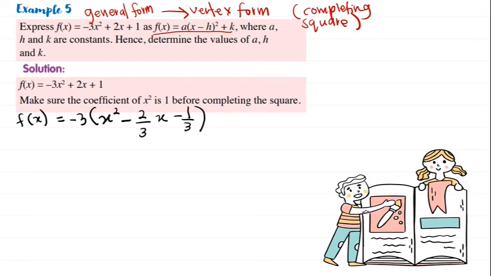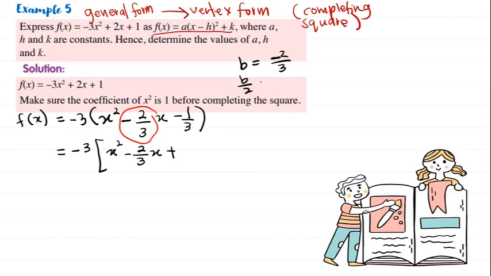The second step for completing the square, you have to add and subtract the coefficient of b here. You still remember this one? Add and subtract. So how to do that? Negative 3 in bracket, x squared minus 2 over 3 x, plus. So b is negative 2 over 3, right? So b over 2 becomes negative 1 over 3.